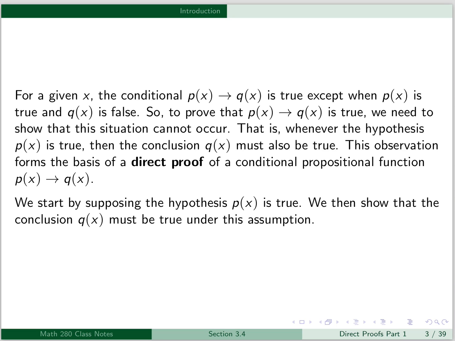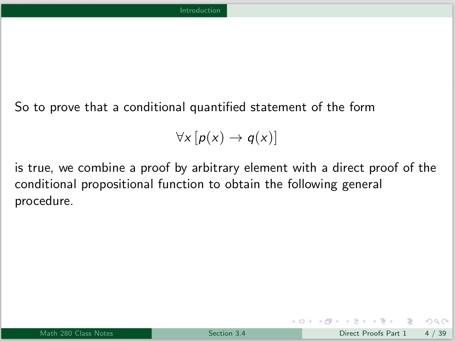This observation forms the basis of a direct proof of a conditional propositional function, p of x implies q of x. We start by supposing the hypothesis p of x is true. We then show that the conclusion q of x must be true under this assumption. So to prove that a conditional quantified statement of the form for all x, p of x implies q of x is true, we combine a proof by arbitrary element with a direct proof of the conditional propositional function to obtain the following general procedure.